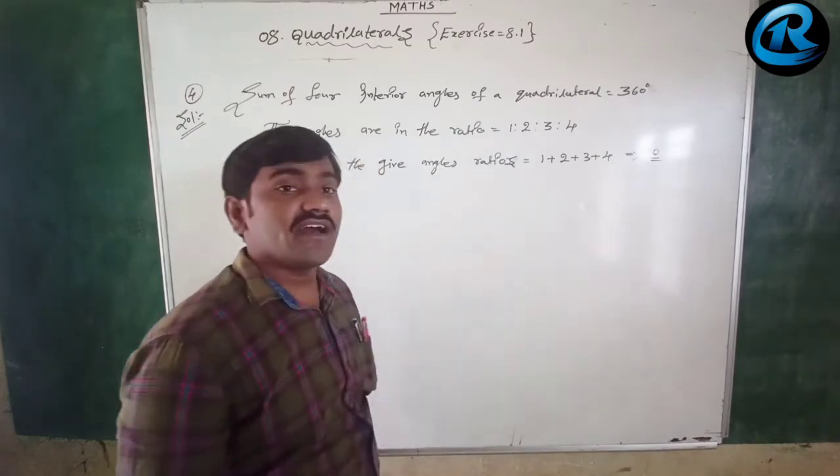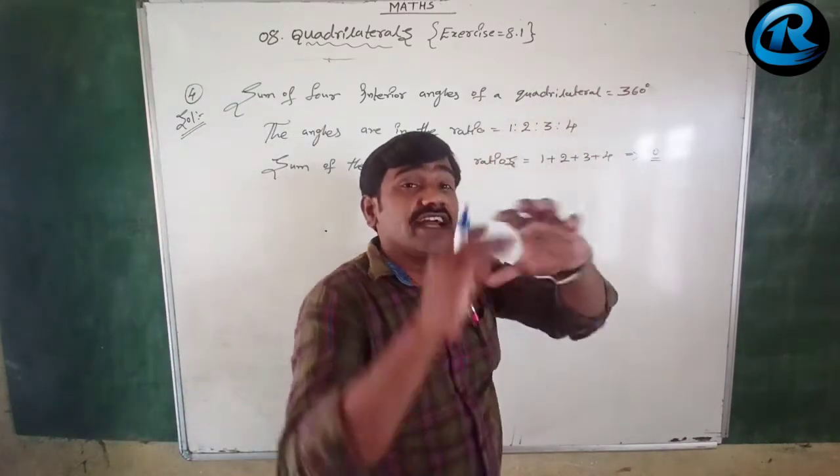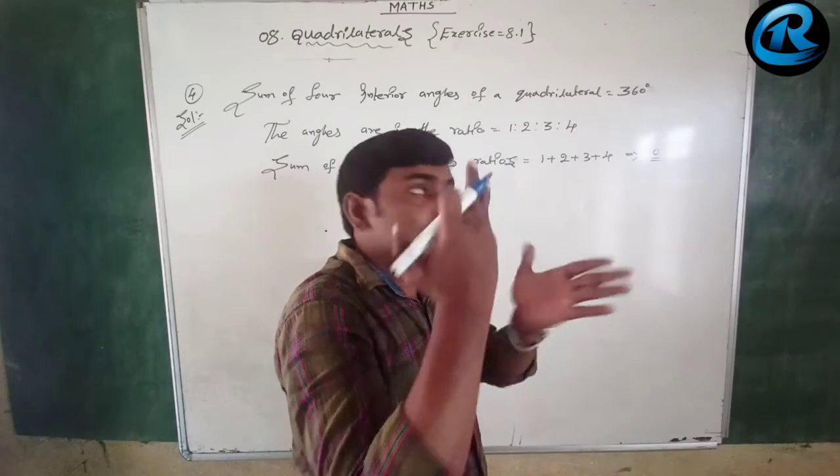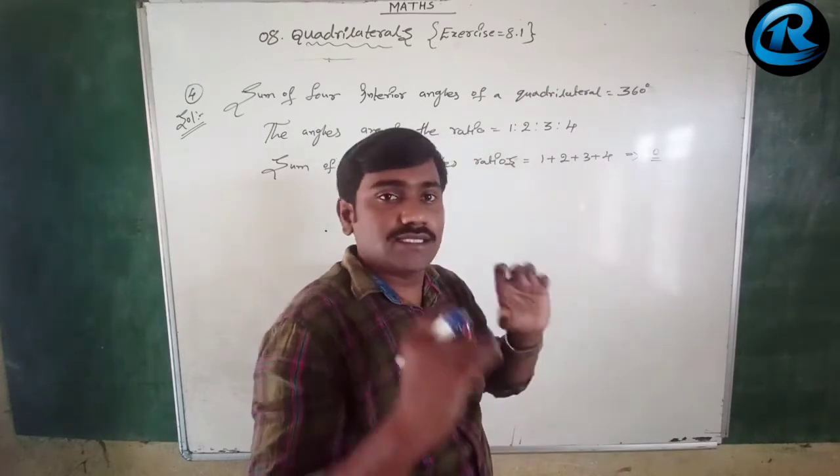What is the meaning of it? So this complete 360 degrees is divided into 10 equal parts.